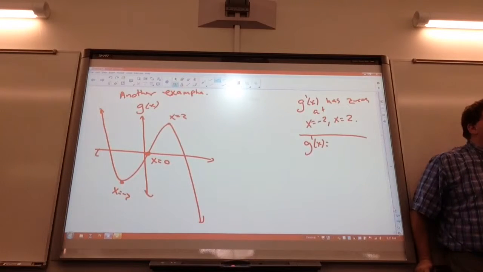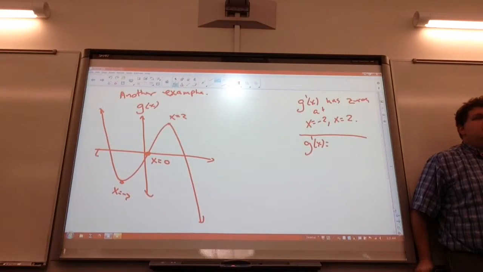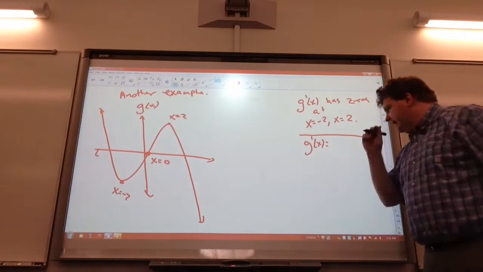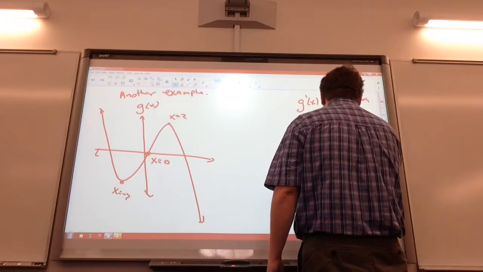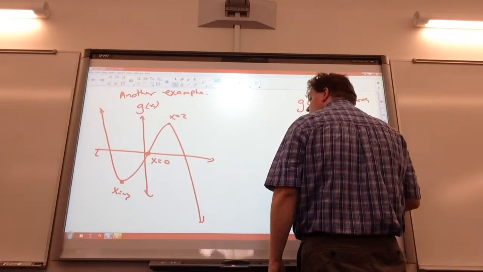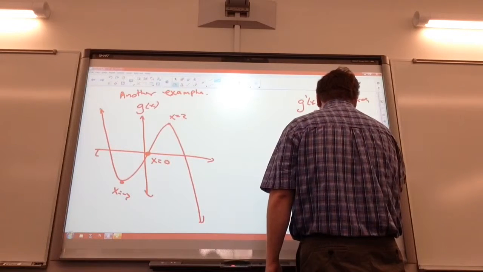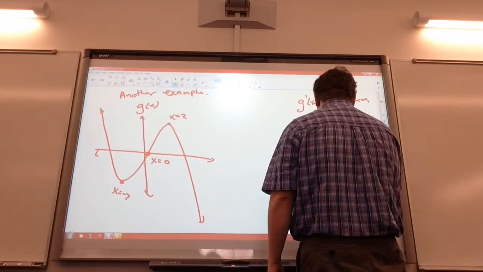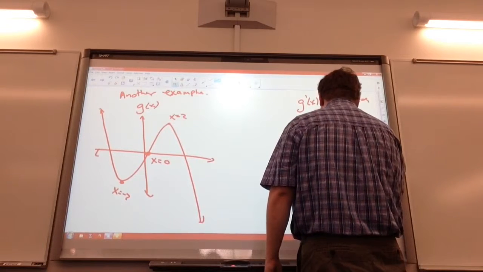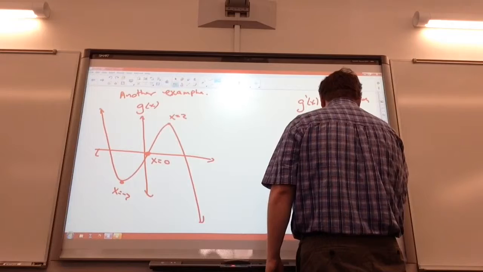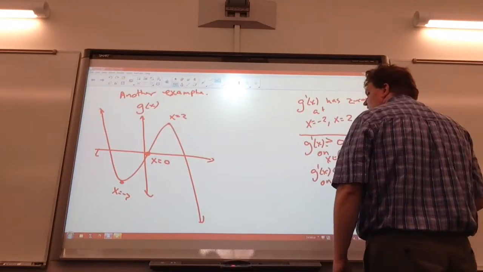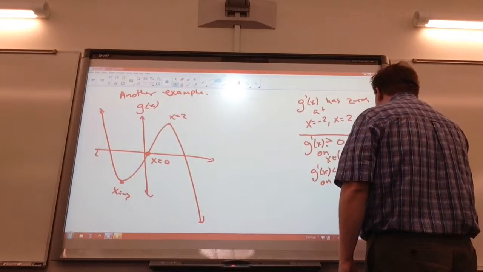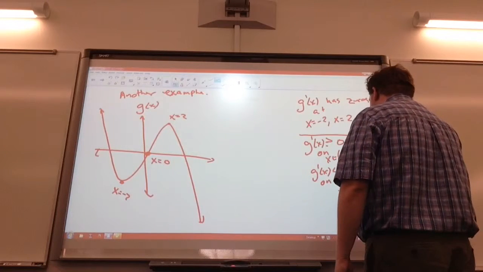Where is it going to be positive and where is it going to be negative? It's going to be positive from -2 to 2. So zeros are the same place for max and min? Yep. And so it's less than 0 everywhere else, right? It's negative from negative infinity to -2 and from 2 to positive infinity.